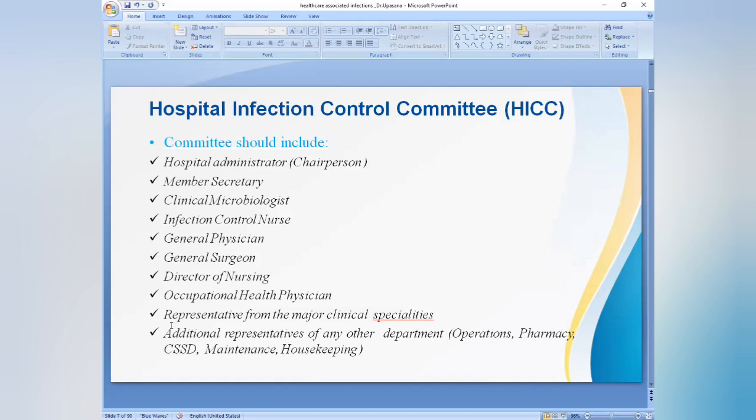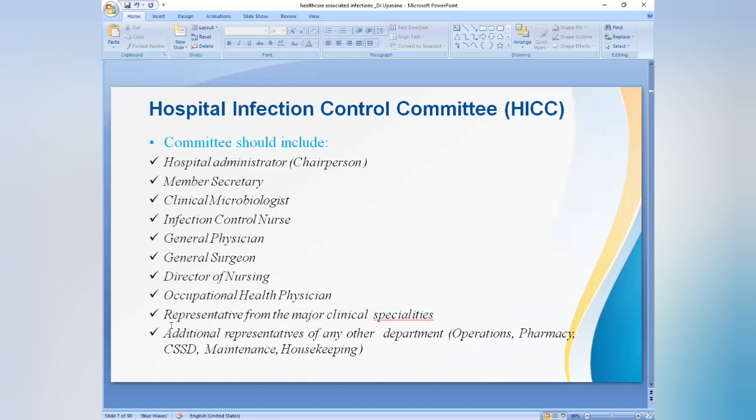Fourthly, the most important person, the infection control nurse. It is said that for 250 beds, one infection control nurse has to be there. Without the infection control nurse, who is part of the infection control team working on a daily basis, who will go and collect the data and check whether the other practices are being adhered to or not? It has to be looked after by the infection control nurse.